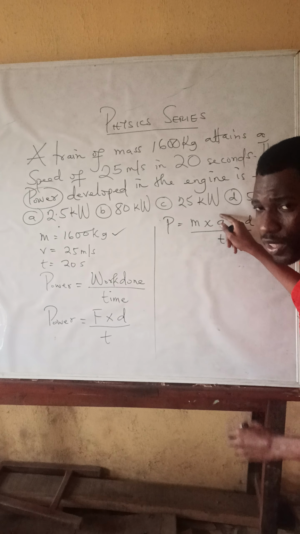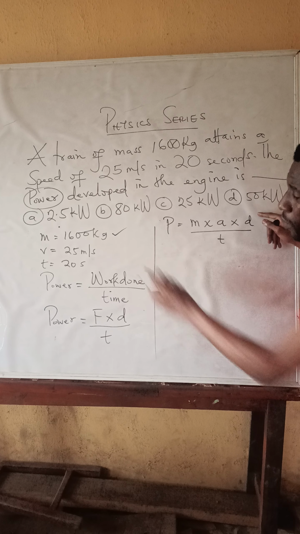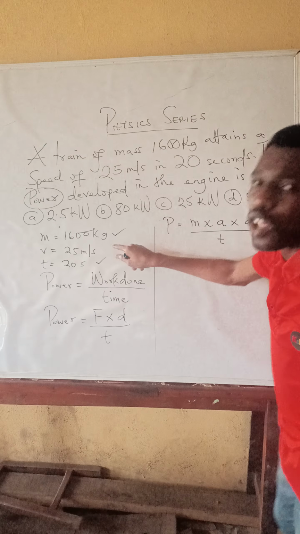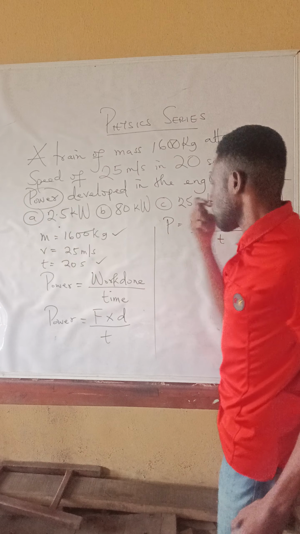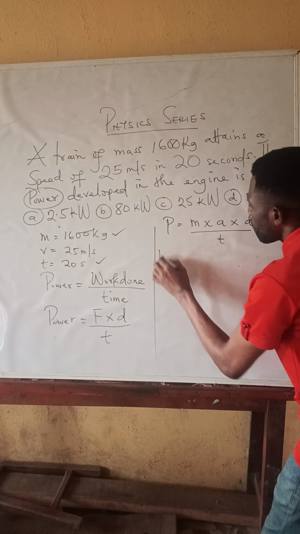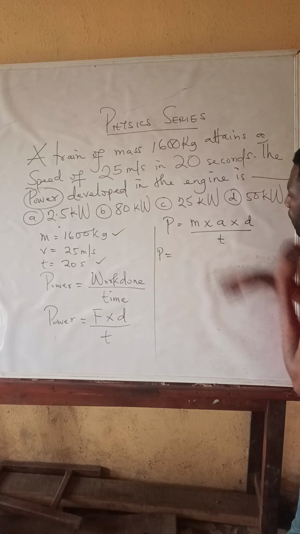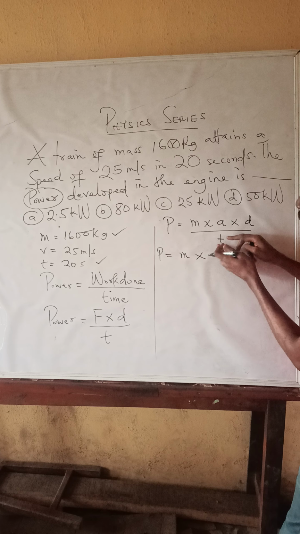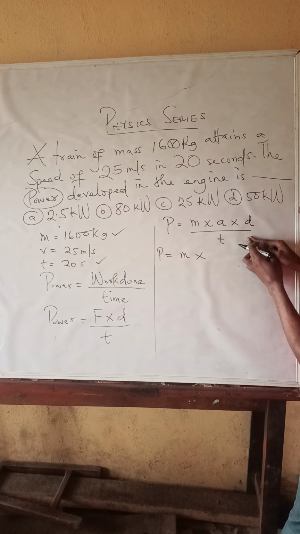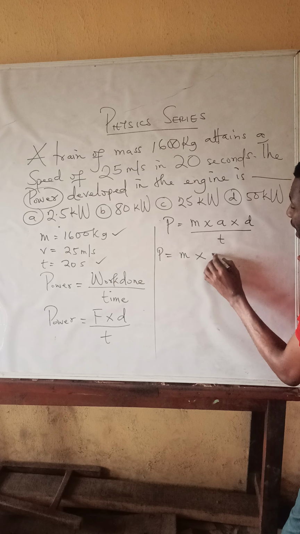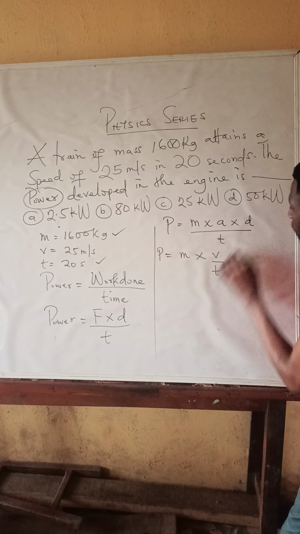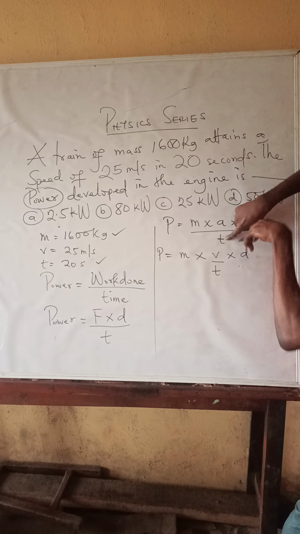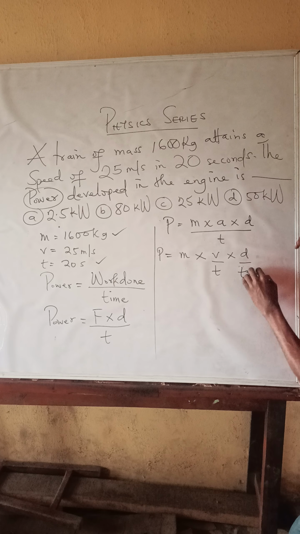Now, looking at this formula, I have my mass, quite alright. I don't have my acceleration, and I don't have distance from the parameters given, but I have time. So where does velocity come into this question? Follow me. I can move this time to this side, so I can express acceleration as velocity over time. I still have my distance, and then the remaining time I have, I can write like this.